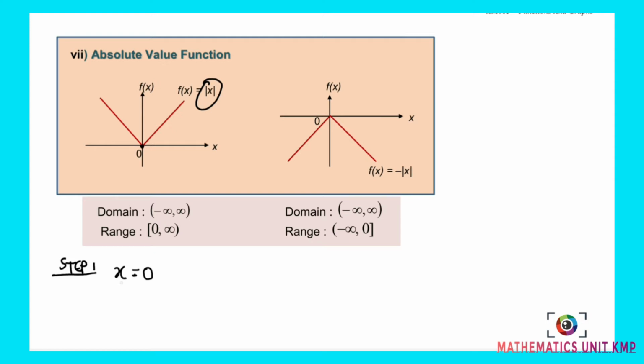Contohnya di sini x equal to 0, and then because we are dealing with coordinate, we need the value of y. How to find y? Just sub back the value of x into the function itself. f(x) equals modulus 0, which is still 0. So the coordinate of the vertex or the bucu is (0, 0). So here is the point of the vertex.